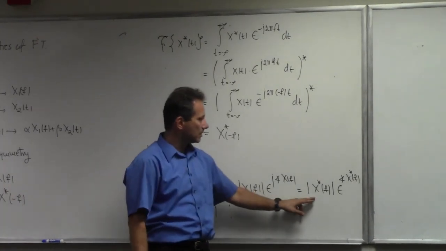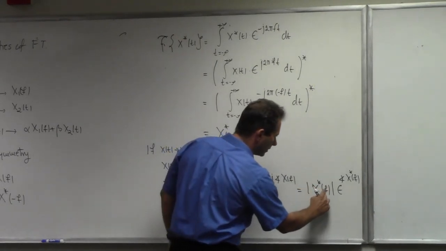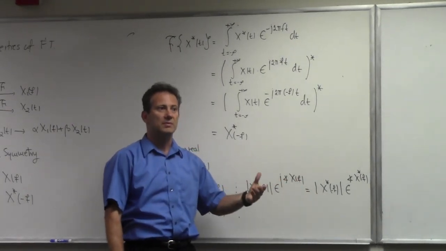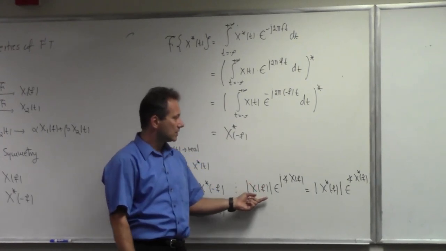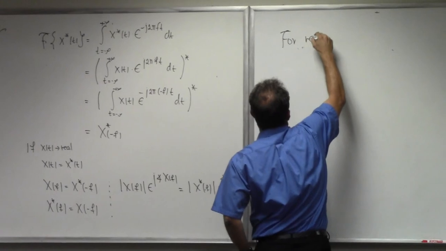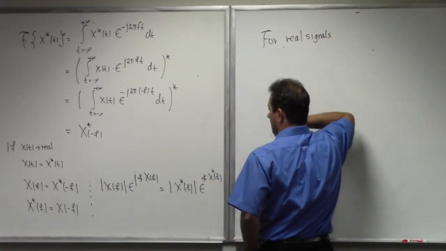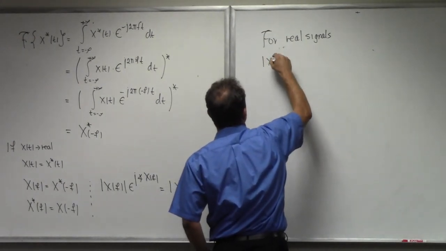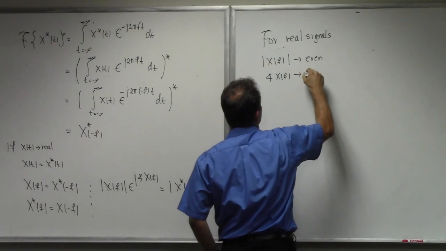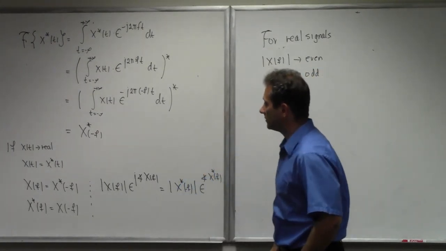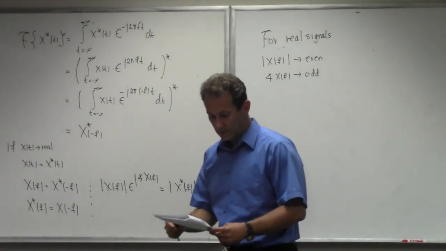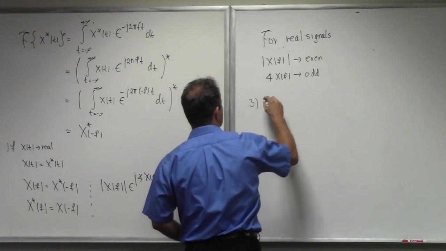The magnitude of the complex number is the same, right? The complex conjugate has the same magnitude as the complex number itself. So what this essentially ends up saying is that for real signals, the magnitude of X of f has to be even, and then the phase of X of f has to be odd. Right, so that's where this comes from. If the signal is real, its magnitude is even, and its phase is odd.